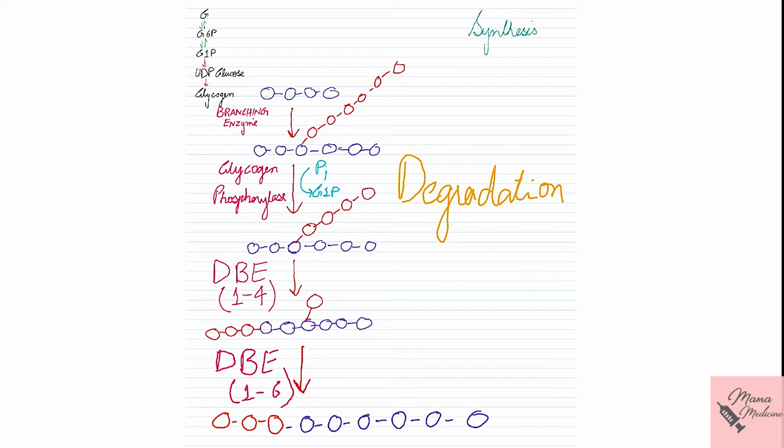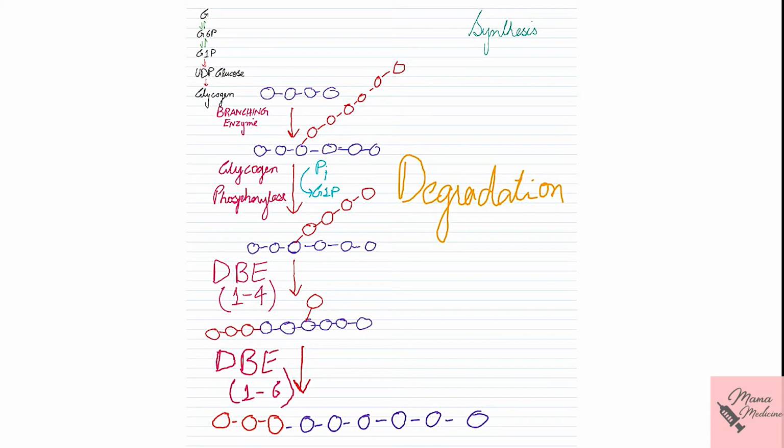So this was the glycogen synthesis pathway, and the green arrows indicate the reversible steps of the pathway, and the red arrows indicate the irreversible steps. So we can see that only the first two steps are reversible, whereas the rest of them are irreversible. Now let's go through the degradation pathway together.